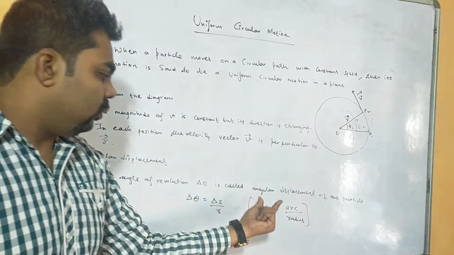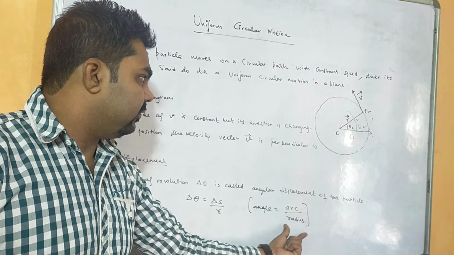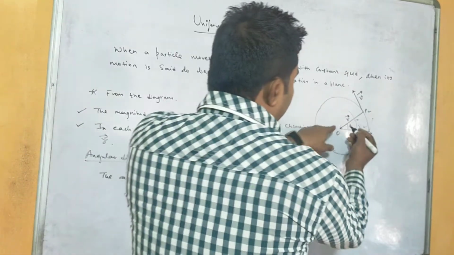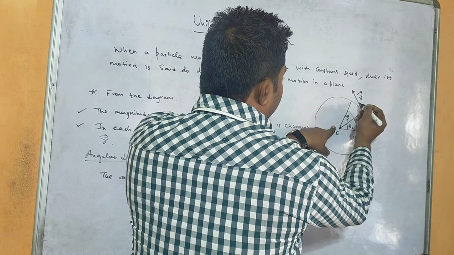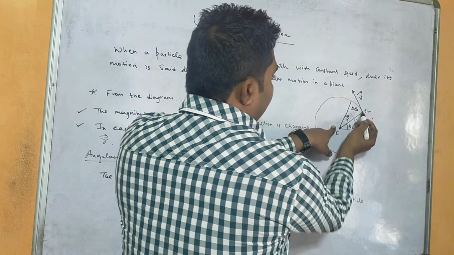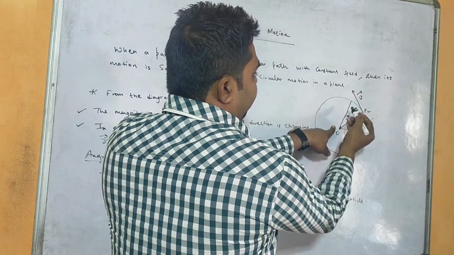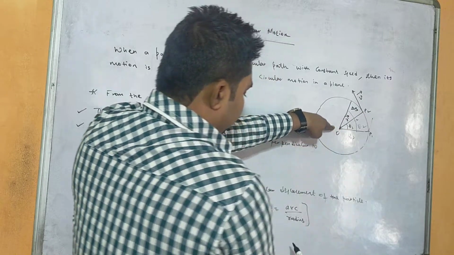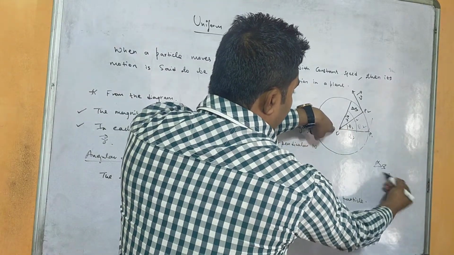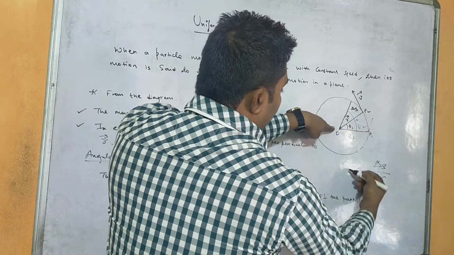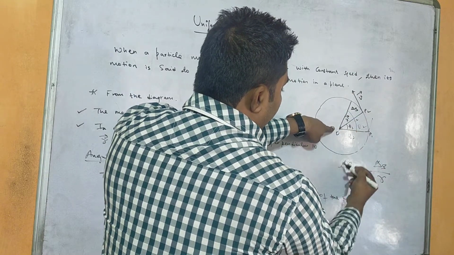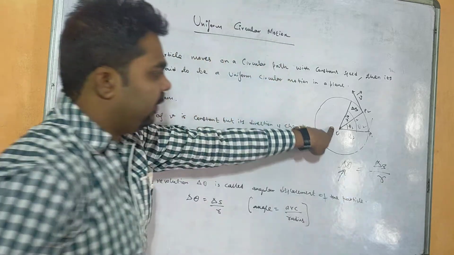Okay, so angle equals arc by radius. You see, when an object has moved to here, for example, this is del s, this is the change in displacement, and this is the arc. So that means del s by r equals del theta, right? Which is called angular displacement.